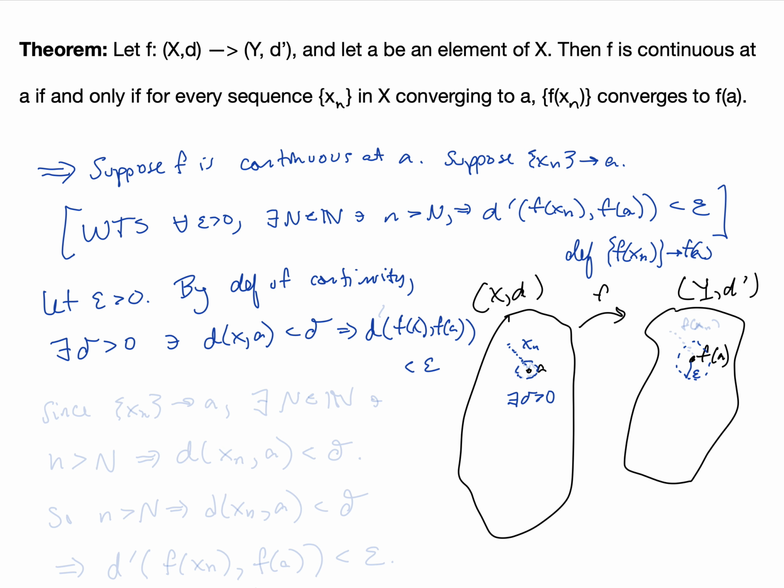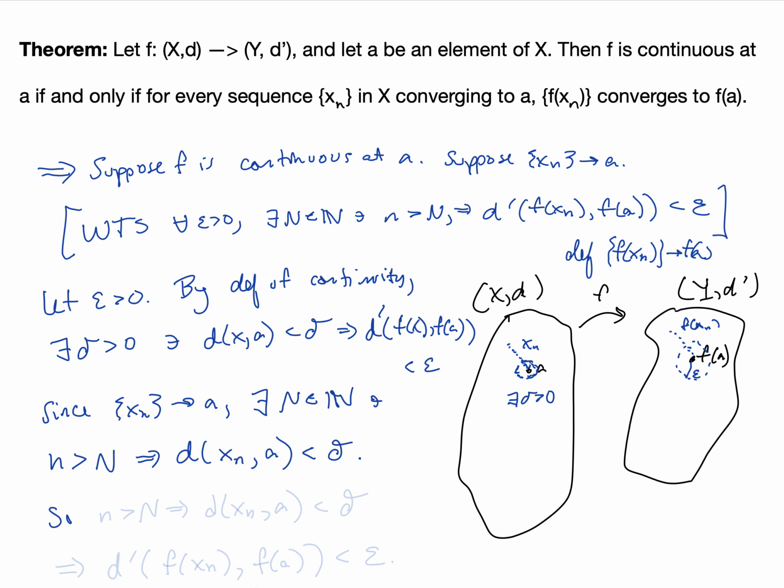Well, at some point, by the definition of convergence, these x sub n are going to be inside this ball of radius delta. So since the sequence x sub n converges to A, there is some N in the natural numbers such that n greater than N implies that the distance between x sub n and A is less than delta. And so, if these x sub n are in this ball of radius delta, that implies that the f of x sub n are going to be in this ball of radius epsilon.